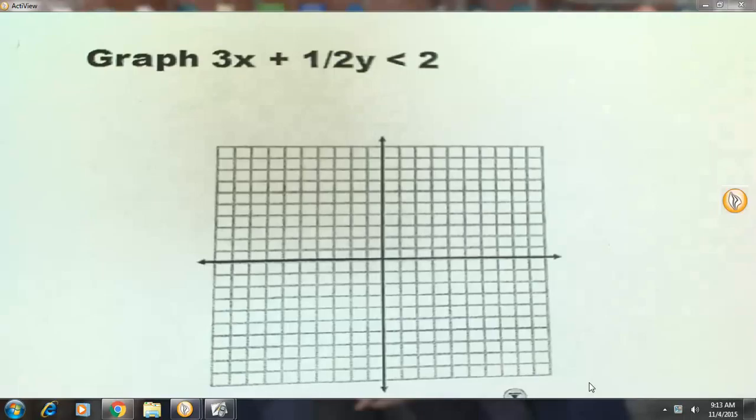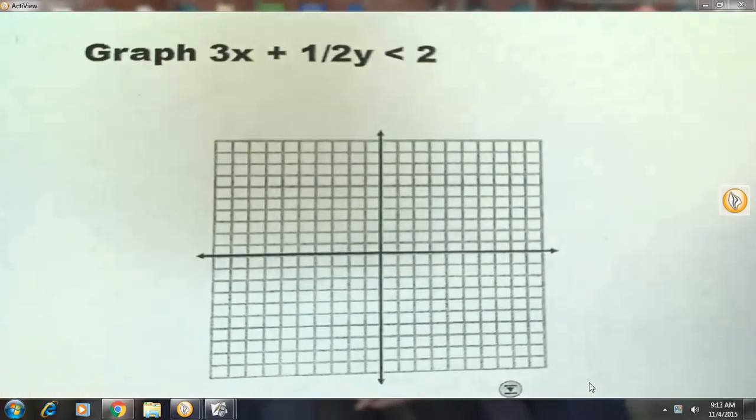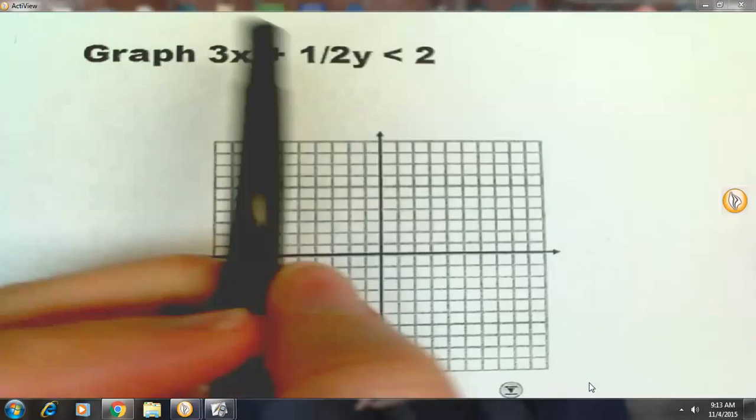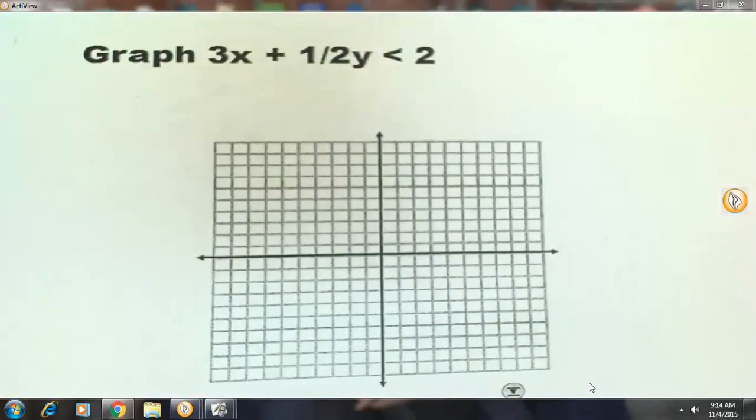We are going to graph linear inequalities and absolute value inequalities. When we graph linear equations, we like for them to be in slope-intercept form. That's the easiest, fastest way for us to graph. Is this equation currently in slope-intercept form? It's not. So let's put it in slope-intercept form.